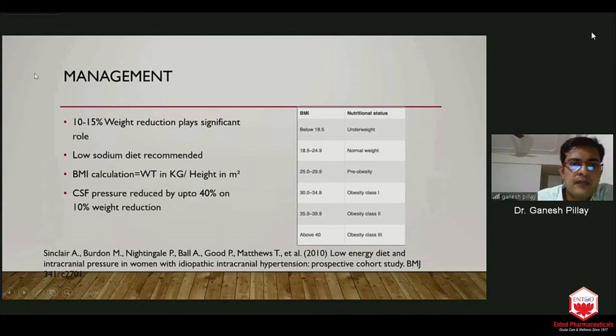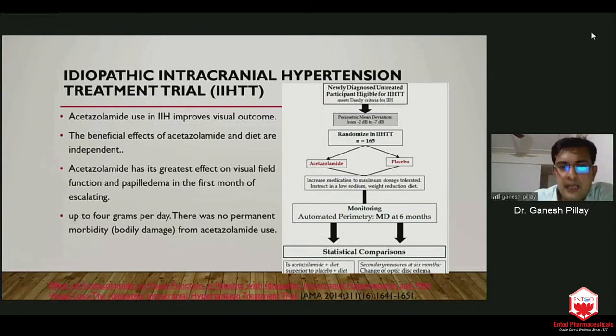Management wise, we advise the patient to reduce weight; 10 to 15% of the weight plays a significant role in the management. Low sodium diet, BMI is monitored, CSF pressure is reduced by up to 40% on 10% weight reduction. The Idiopathic Intracranial Hypertension Treatment Trial has shown us that acetazolamide use in IIH improves the visual outcome. The beneficial effects of acetazolamide and the diet are both independent factors and both help in reducing this problem.